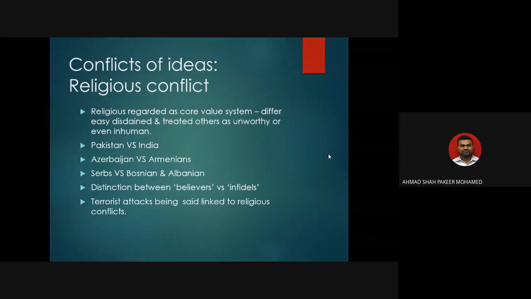Religious conflict is a widely spread conflict, and the easiest conflict that can happen. Okay, religion is regarded as a core value system. It makes it easy to dissent and to treat others as unworthy or even inhuman. For example, the issues of Pakistan and India, Azerbaijan and Armenia, Bosnia, Albanian, and the distinction between believer and non-believer. Terrorist attacks are also said to be linked to religious conflict.